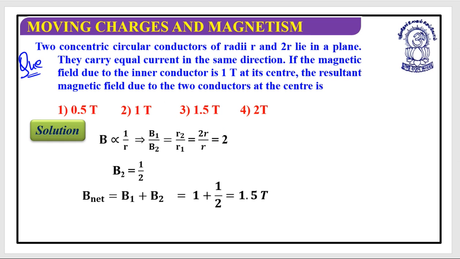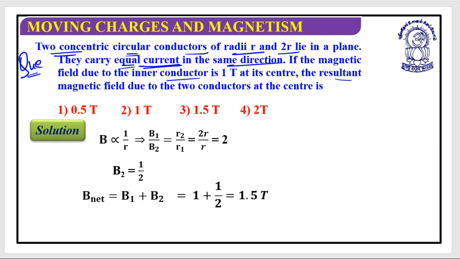It says that two concentric circular conductors of radius r and 2r are lying on a plane and they carry equal currents in the same direction. If the magnetic field due to the inner conductor is 1 Tesla at its center, the resultant magnetic field due to the two conductors at its center is required. Okay, so how can I do this?